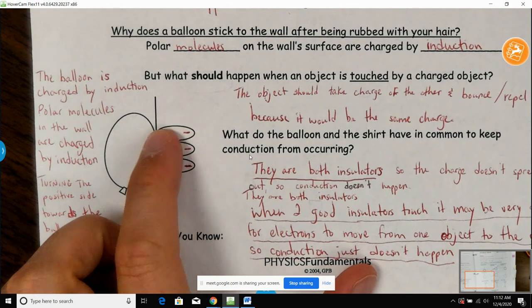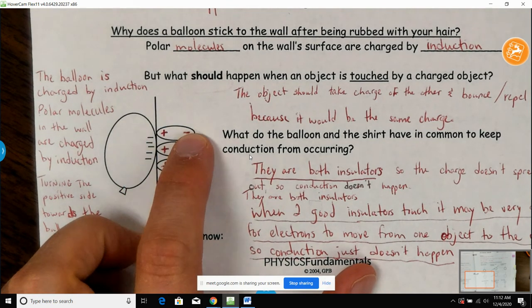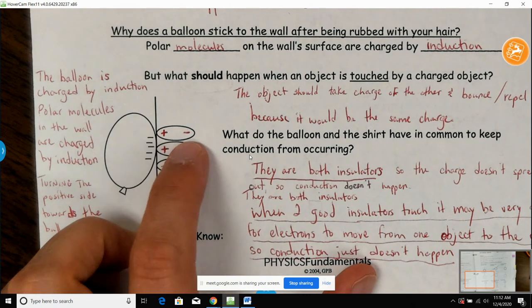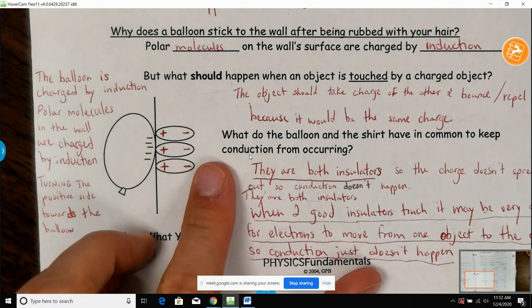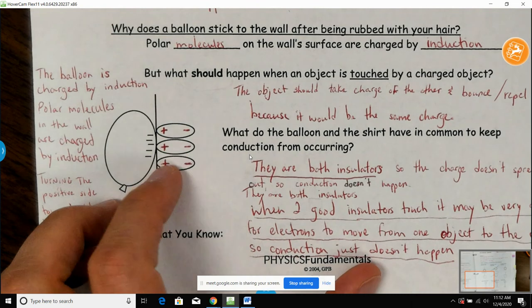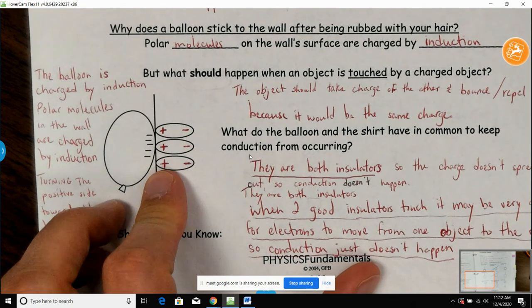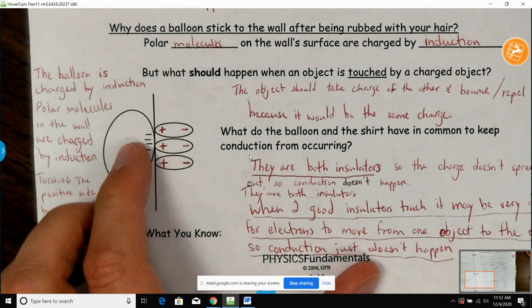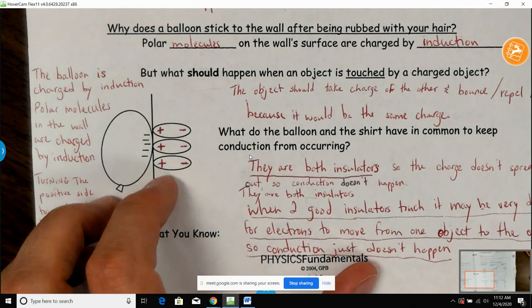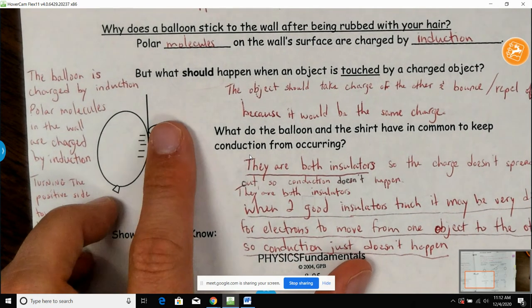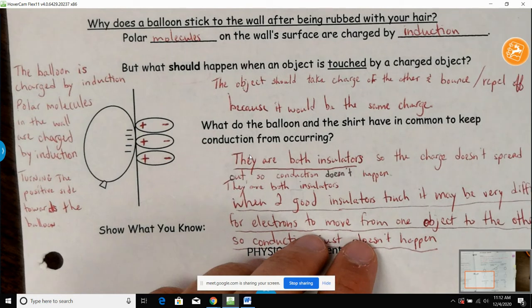The negative electrons kind of go a little bit further away from it, or to the other side if you want to think about it like that, leaving opposite charges here. This side is more positive. The balloon is negatively charged, so there is an attractive force there.